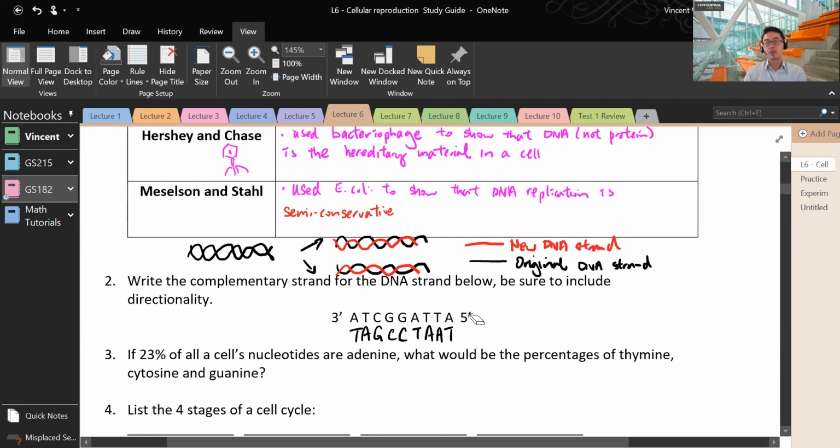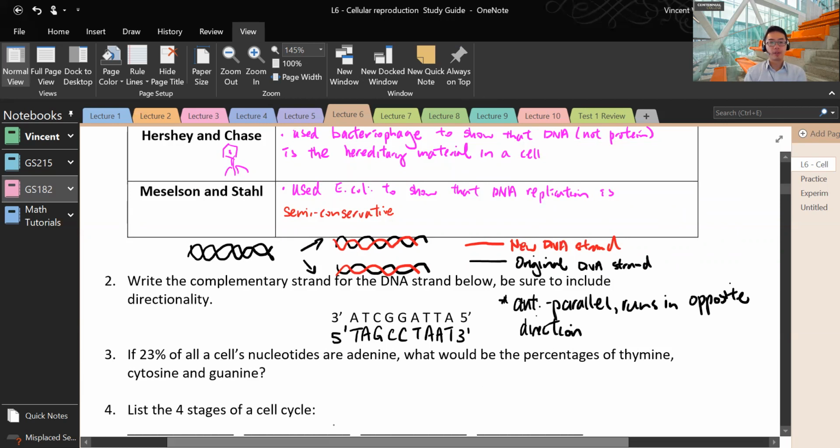Okay, the 3' and the 5' is just talking about which carbon contains a hydroxyl group, for example. We're not going to worry about it. Okay, just know that one side is going from 3' to 5', and then the other strand goes from 5' to 3'. It is in the opposite direction. So not only are the DNA strand complementary, they are also anti-parallel. Okay, anti-parallel. That means they run in opposite direction.